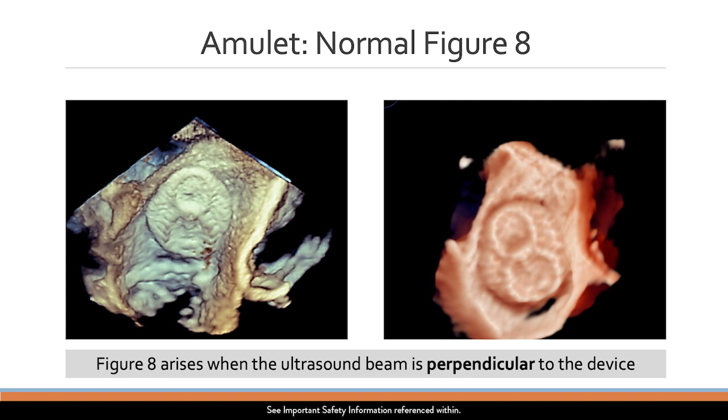It occurs only at the very specific, to have this image, which is common to all implants, PFO, ASD, or Amulet closure, the ultrasound has to be exactly perpendicular to the device, exactly perpendicular. If you just rotate the probe a little bit, the figure 8 will disappear. So it's important that it's a normal finding, so not to panic.